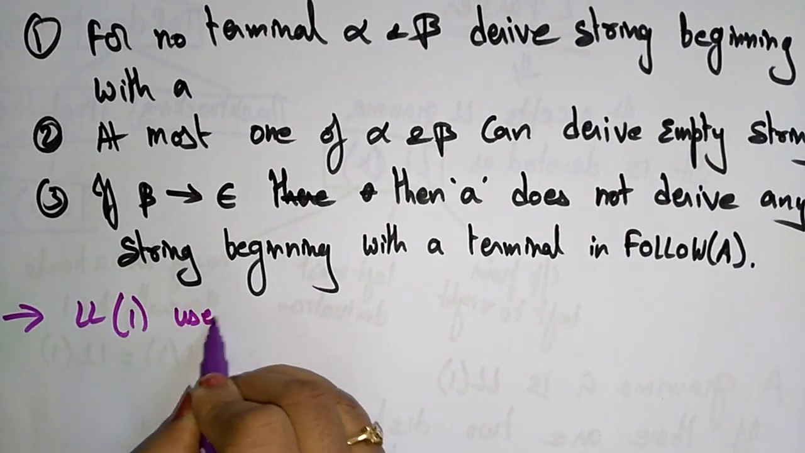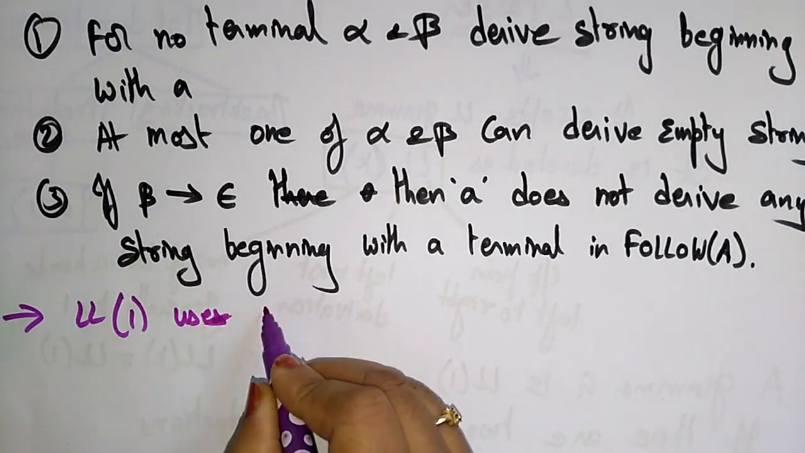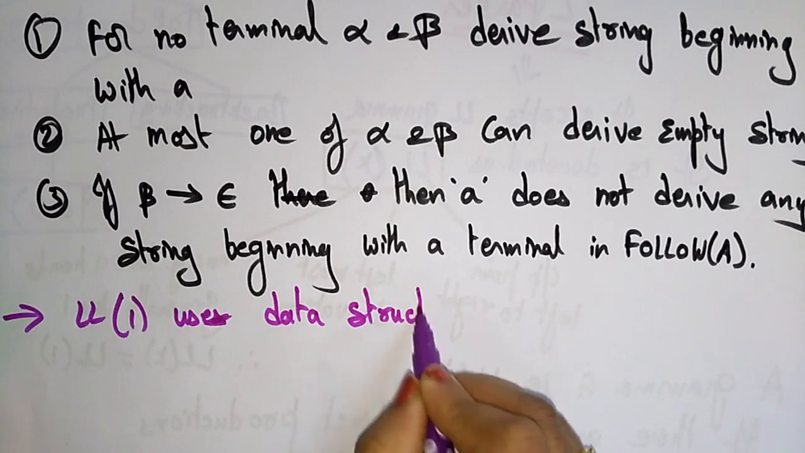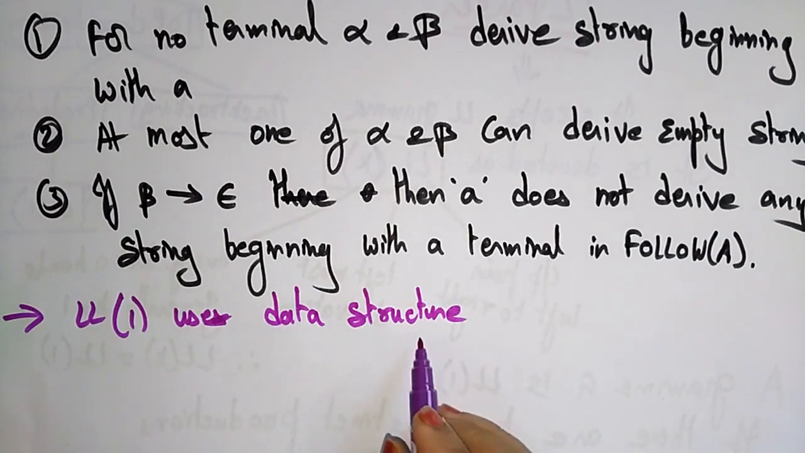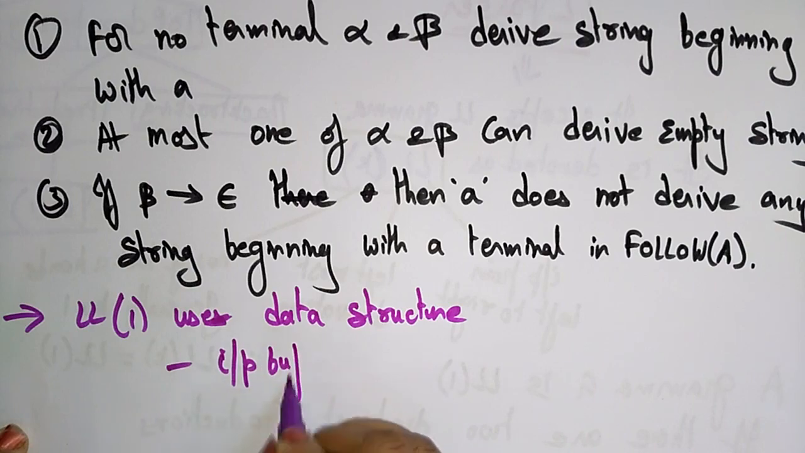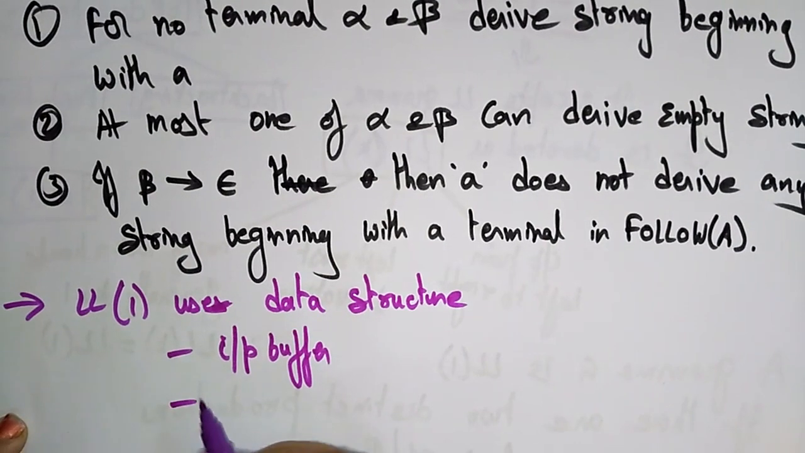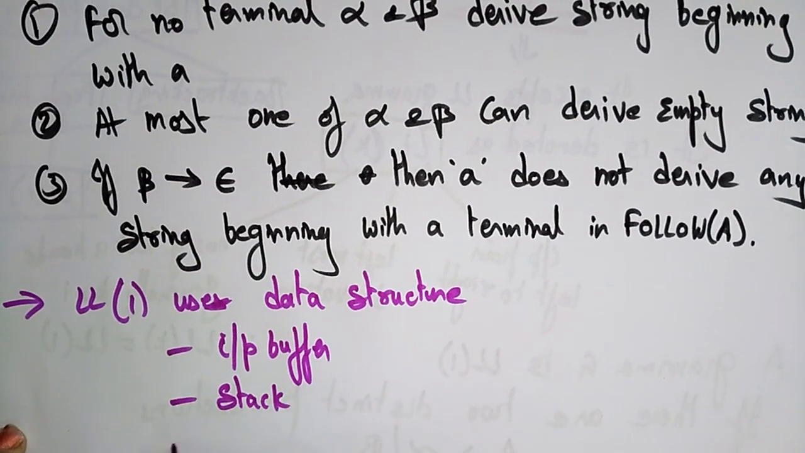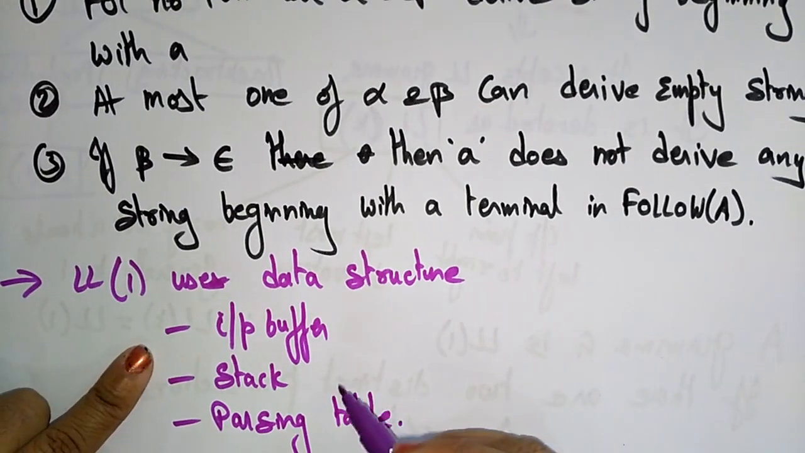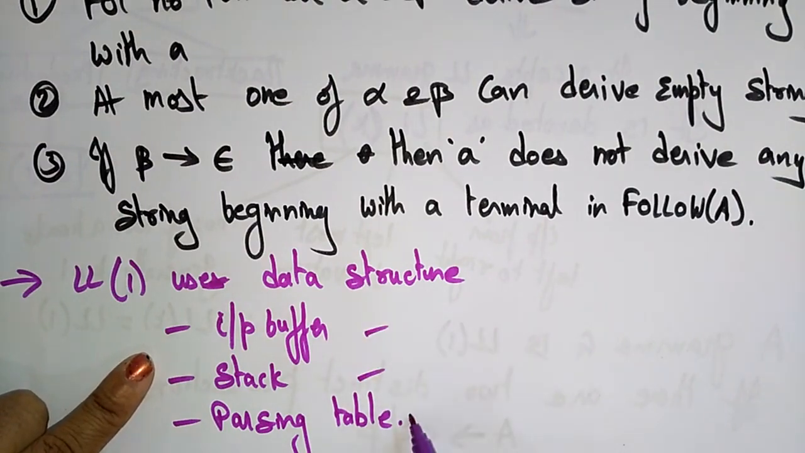LL1 uses data structures. The data structures used by LL1 are the input buffer, stack, and parsing table. So LL1 uses the data structures input buffer, stack, and parsing table.